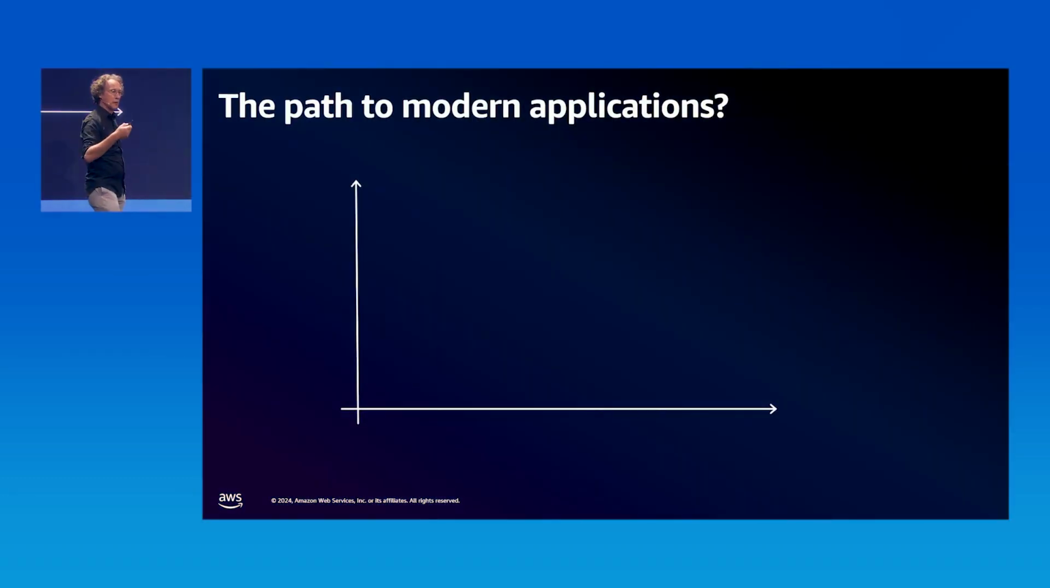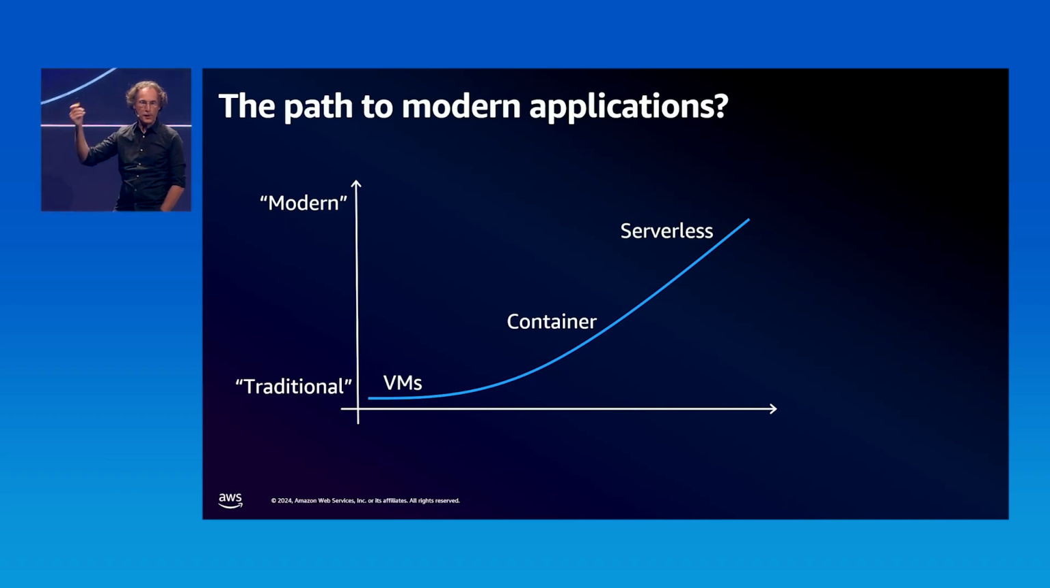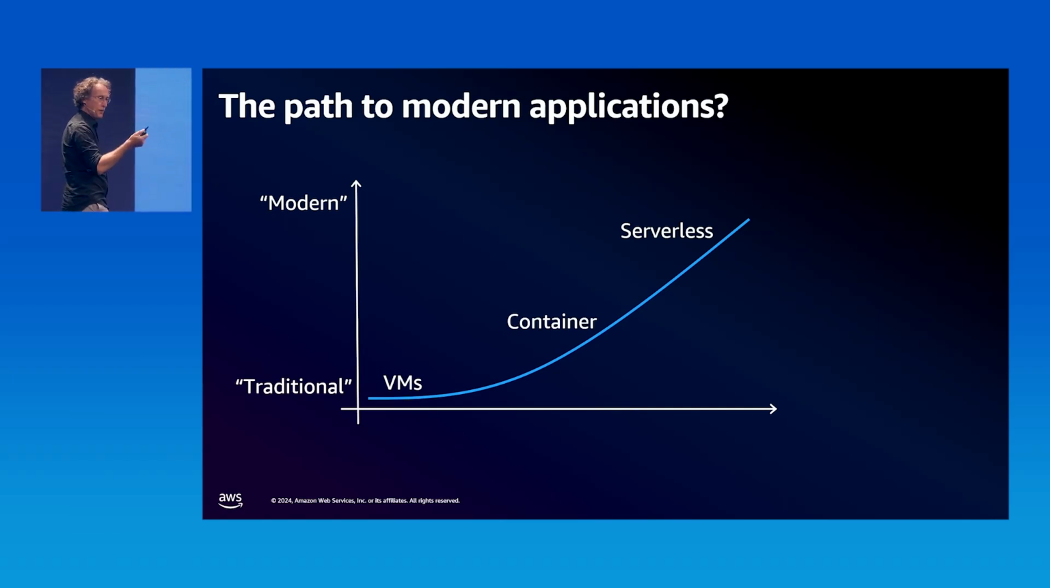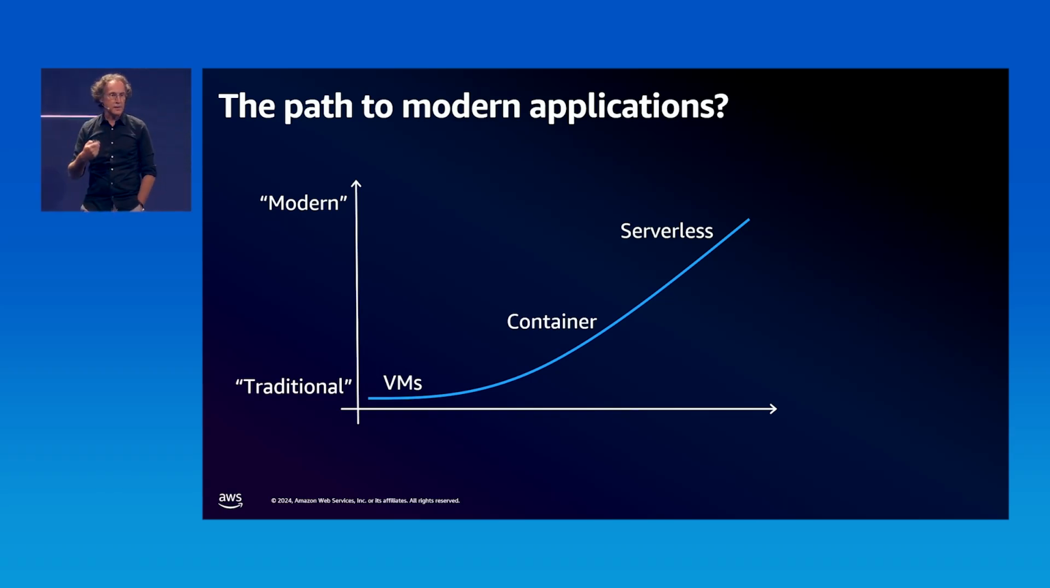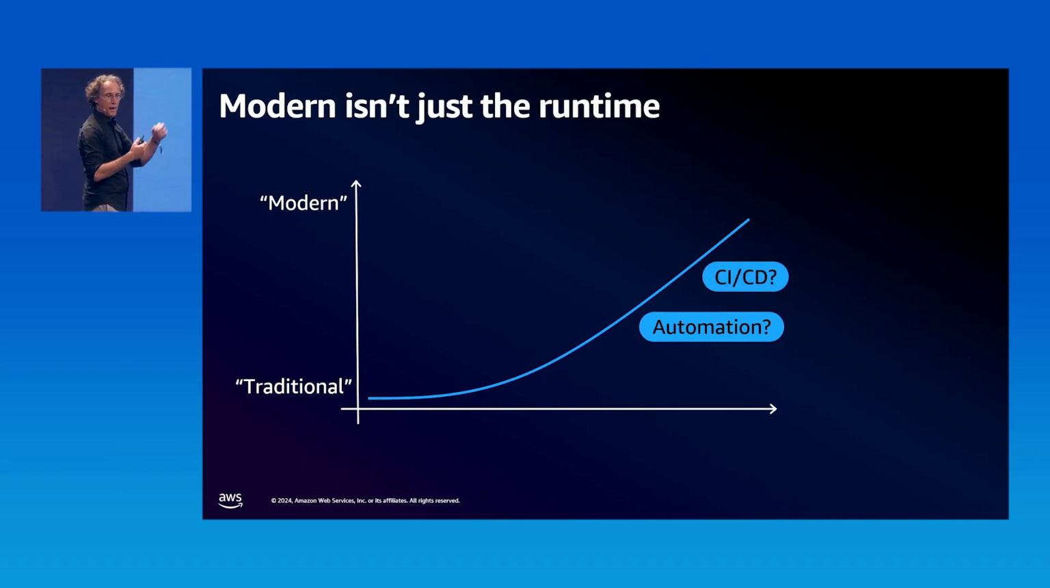The graph that you will see is usually like this. Unfortunately, this graph is wrong for two reasons. The first one is that containers and serverless are not two different things. There's no contradiction. You can deploy containers on Lambda, and with ECS Fargate, you can have a serverless container runtime. And the second reason why this graph is wrong is that serverless is not just about compute, and modern applications aren't just about compute.